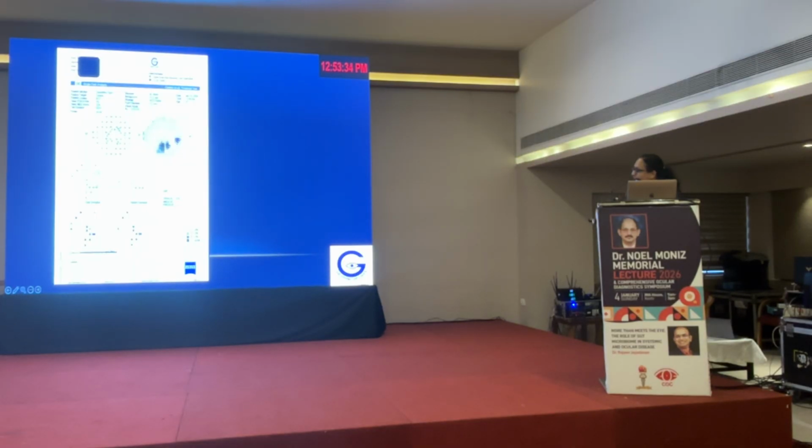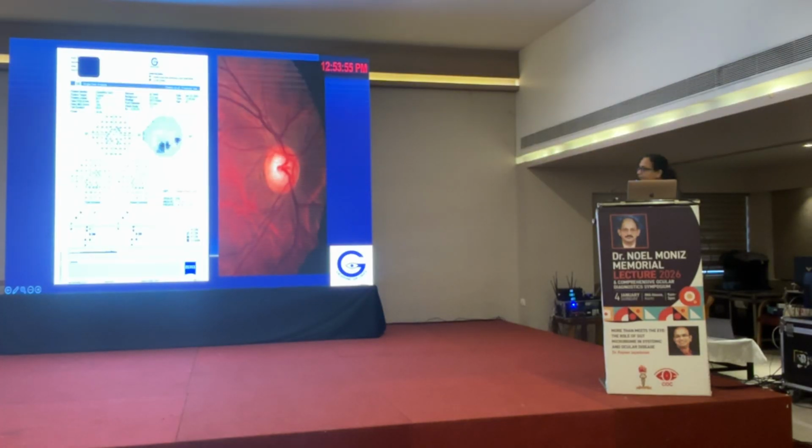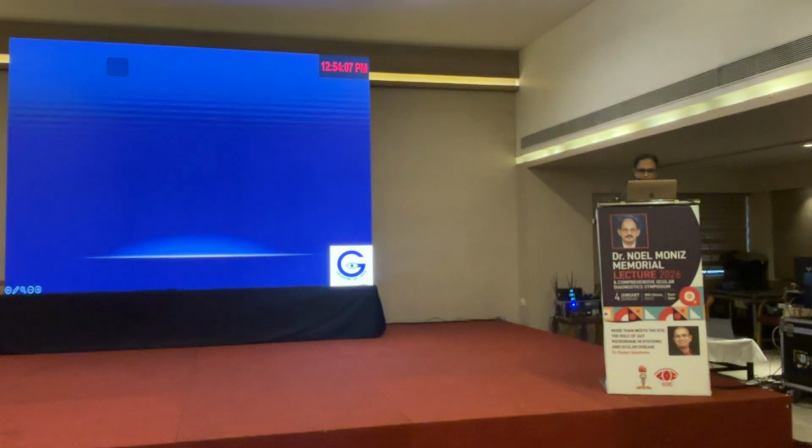Then look at the total deviation and pattern deviation plot. It is equally abnormal, showing the inferior arcuate defects. The fixation is not involved. Glaucoma hemifield test is outside normal limits. The global indices are also abnormal. It is following the Anderson criteria. And look at the disc. It is showing an inferior rim thinning, which is corresponding to the RNFL defect. So the disc changes are correlating with the fields in this case.